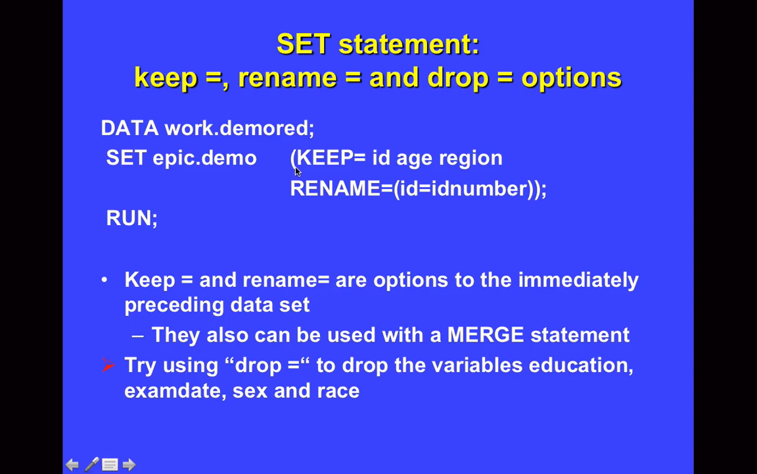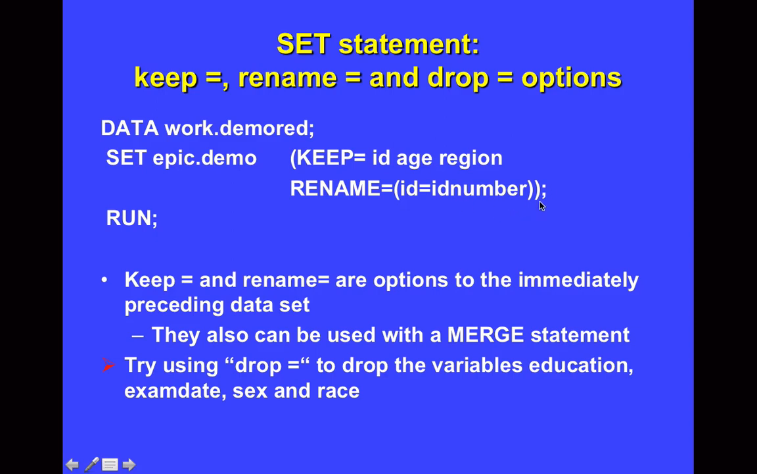Now you can use some options after the specification of the data set by putting the options in parentheses, and specifically we're going to use the keep equal option to tell SAS that we only want to keep the variables named ID, age, and region. And then we're also going to use a rename equal option, which tells SAS any variables that we might want to rename. In this example, I'm just going to rename one variable, the variable ID will be renamed to the variable ID number.